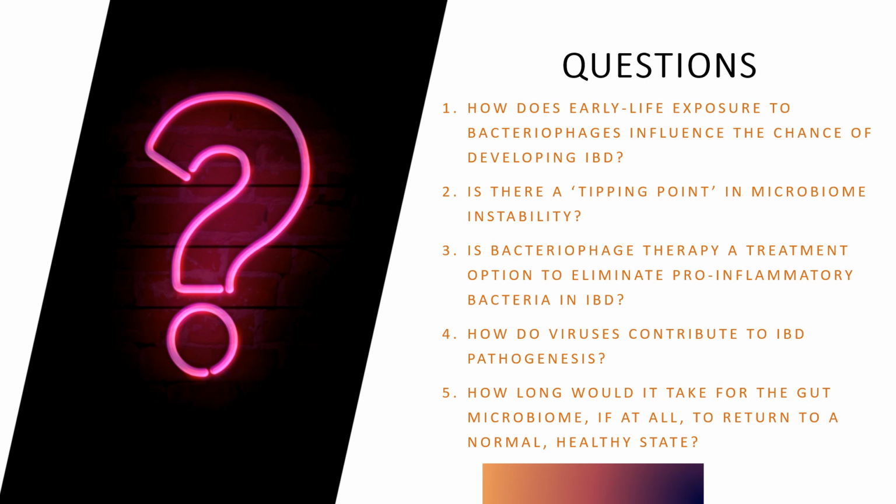Since the gut virome changes with IBD progression, at what point does it go from healthy to a problem where the viral shifts drive instability? Number three, is bacteriophage therapy a treatment option to eliminate these pro-inflammatory bacterial populations in IBD patients? Is there a treatment to restore our gut balance, basically? Number four, how do viruses contribute to IBD pathogenesis? This study focuses on bacteriophages, but what about viruses like norovirus, and how do they affect the virome imbalance?